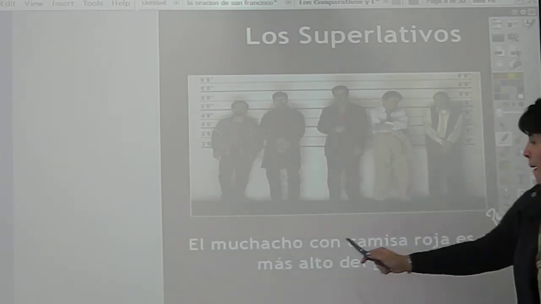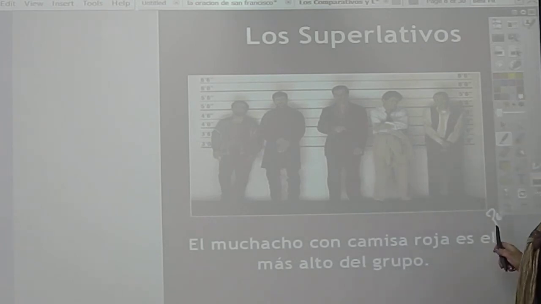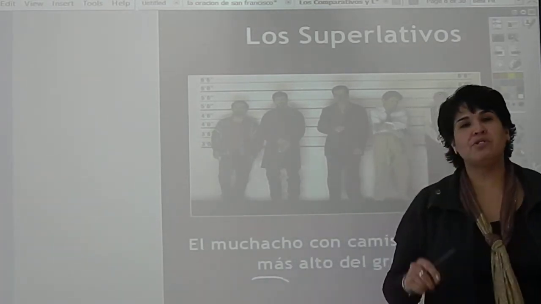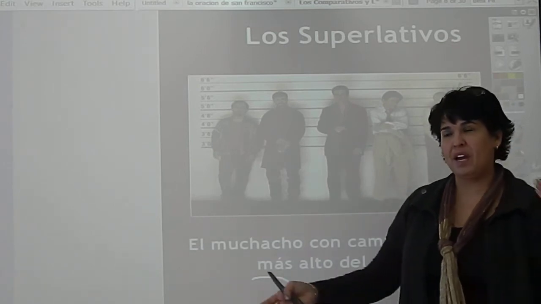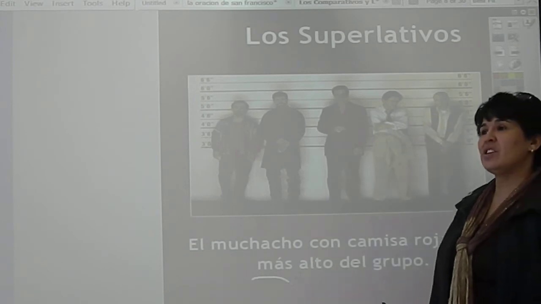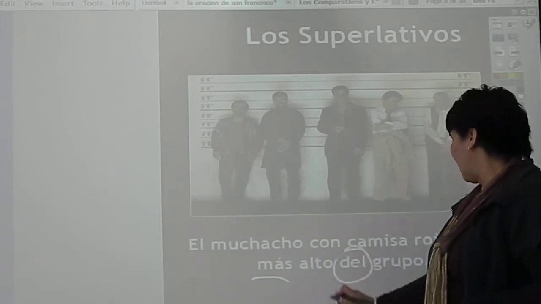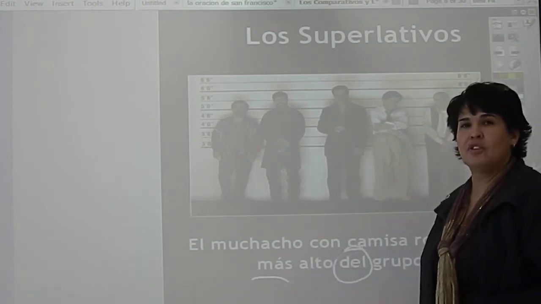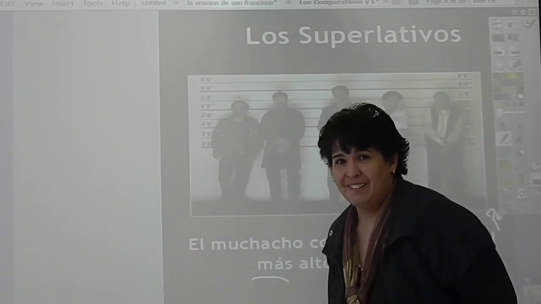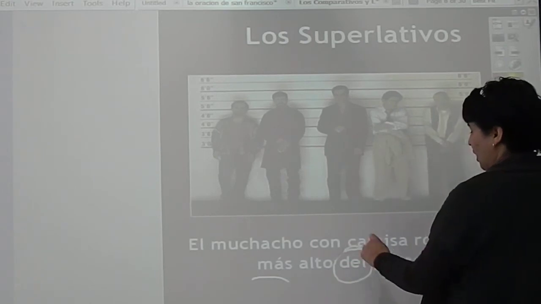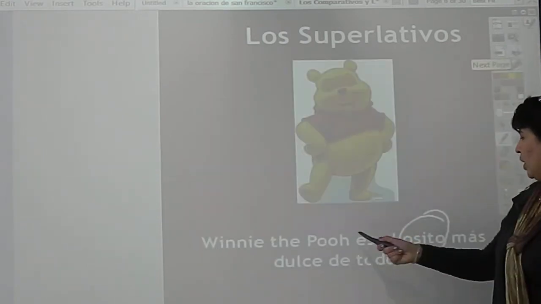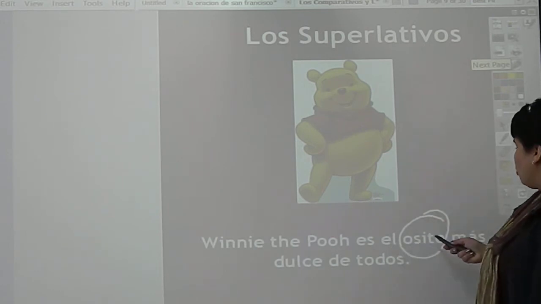Es el más alto. Now más doubles as the est. So it becomes the and the est. And in English we say he is the tallest of del grupo. Of the group. In English we say in the group. In Español, we say of the group, de, when you have a superlative. Winnie the Pooh is el osito.